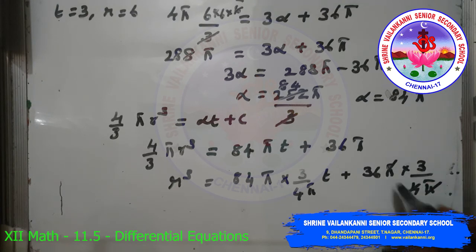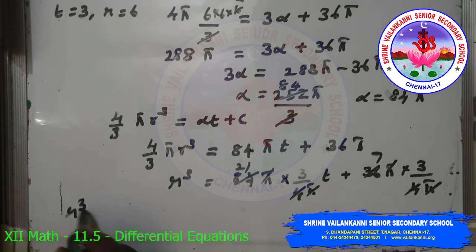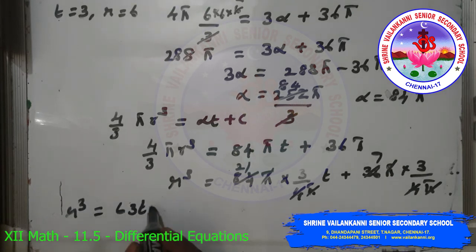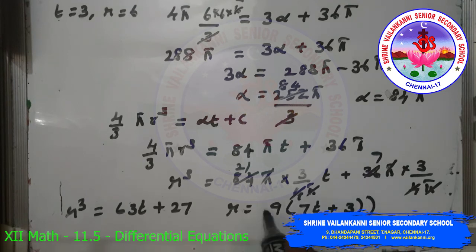We can cancel this 9 times, in 4, 21, then pi and pi will get cancelled. So r cube equals 63t plus 27. So r equals (63t plus 27) whole power 1 by 3, which is the required equation of the curve.